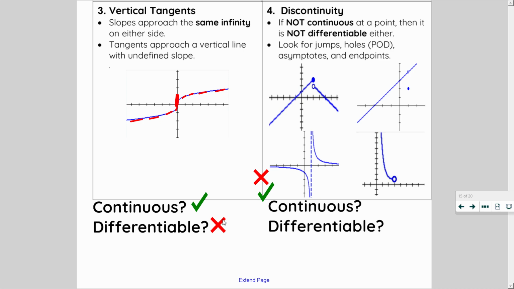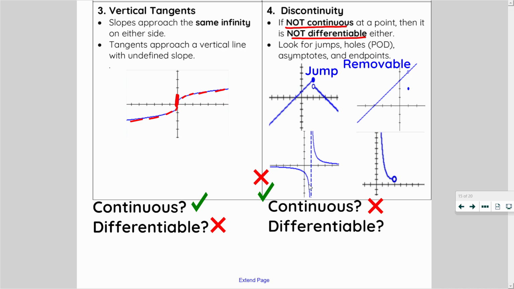Okay, the last type of place where a derivative fails to exist is a discontinuity. In other words, if a function is not continuous at a point, right away it is not differentiable either. Each one of these is an example of a graph that is not continuous. We learned this in our last chapter. Let's review. This is not continuous because I have a jump, a break in the graph. This is a jump discontinuity. Over here, I have a hole in the graph, but the function exists there. This is an example of a removable discontinuity.